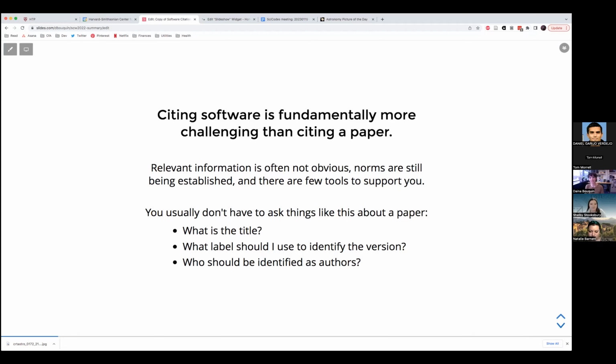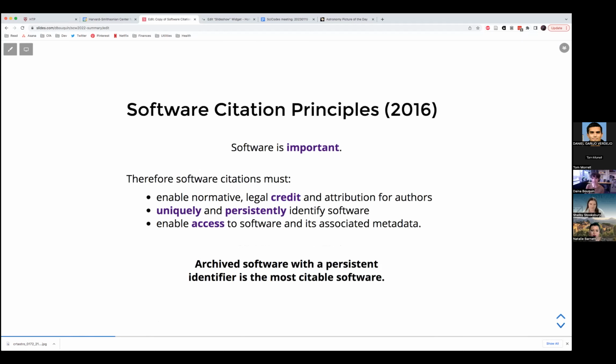So in a lot of ways, the relevant information that would go into a citation to software is not obvious, and the norms are not established, so to speak. Some fields do software citation more adeptly and more specifically than others, and so you usually don't have to ask certain things like, what is the title of the paper, or what labels do I use to specify the version of a paper? How do I identify the authors of the paper? You usually don't have to ask that with papers, but you do have to ask all of those things with software.